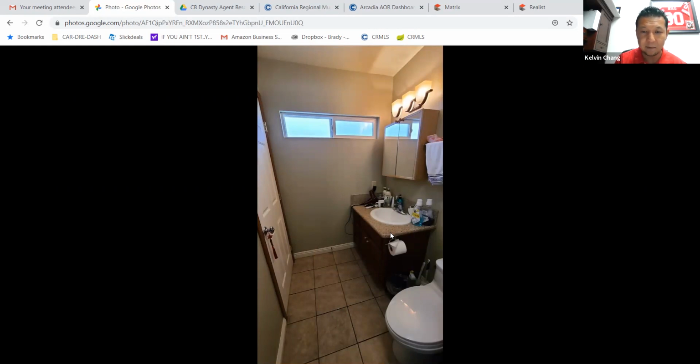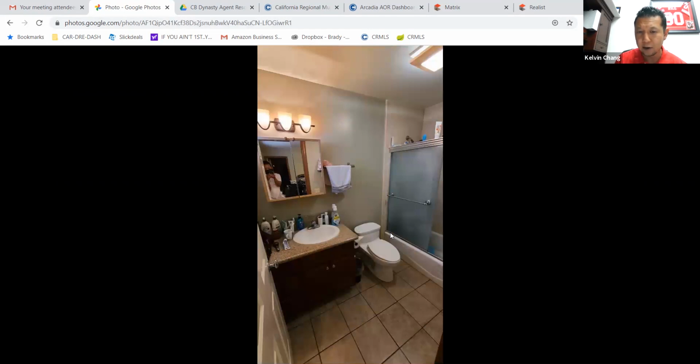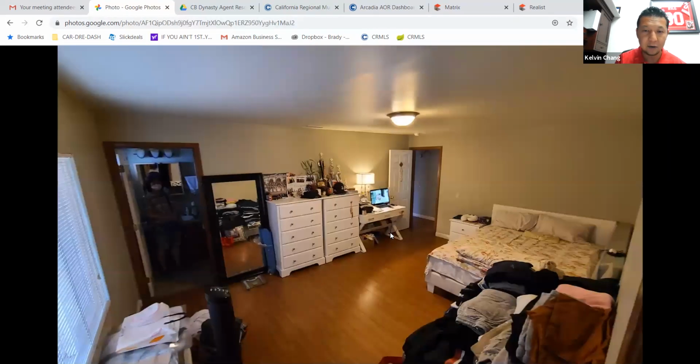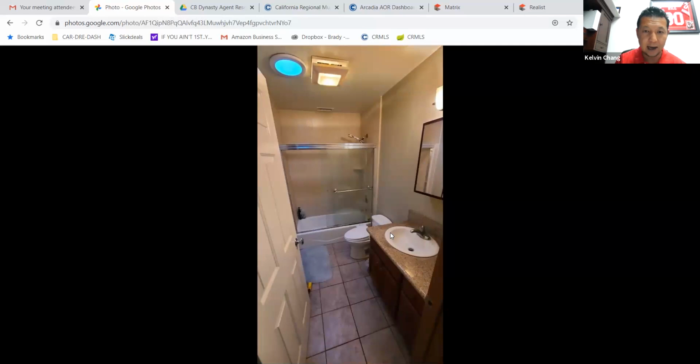Same counters and same granite countertops. The bathroom is a standard bathroom for tenant grade. I like the light fixtures. I do like the size of one of the bedrooms. It's pretty spacious, you can see here. And you even have a solar tube installed, which is a really cool feature.